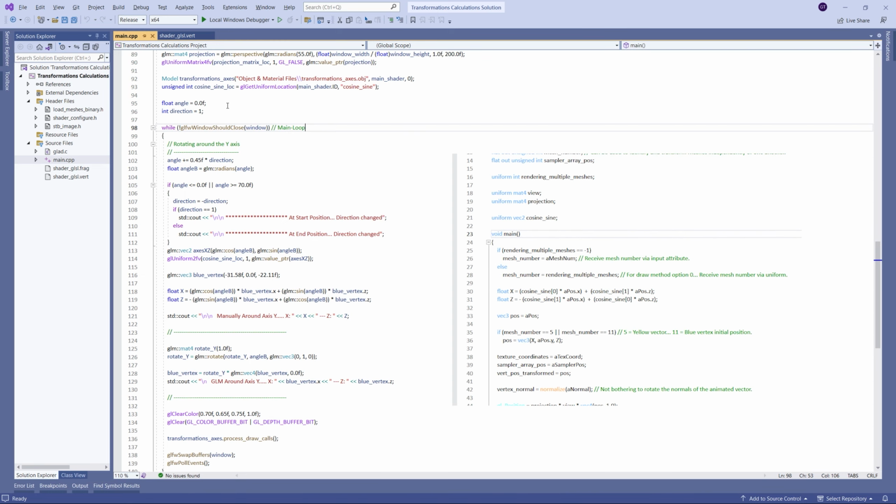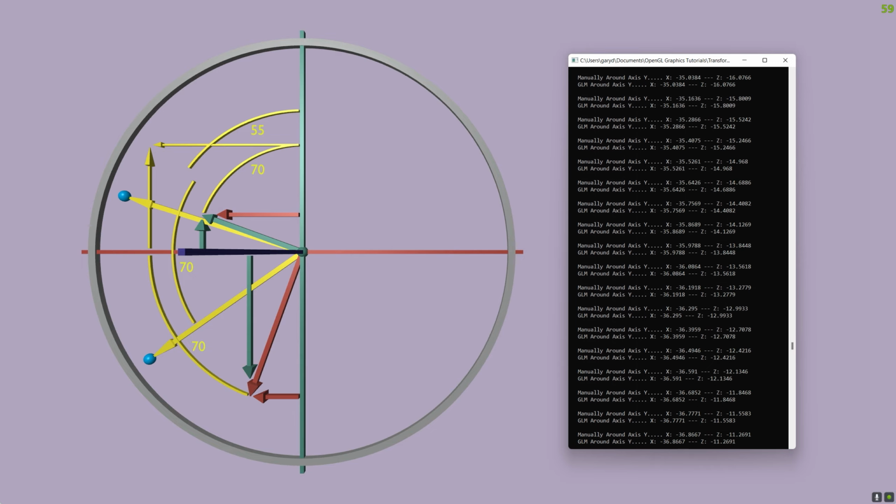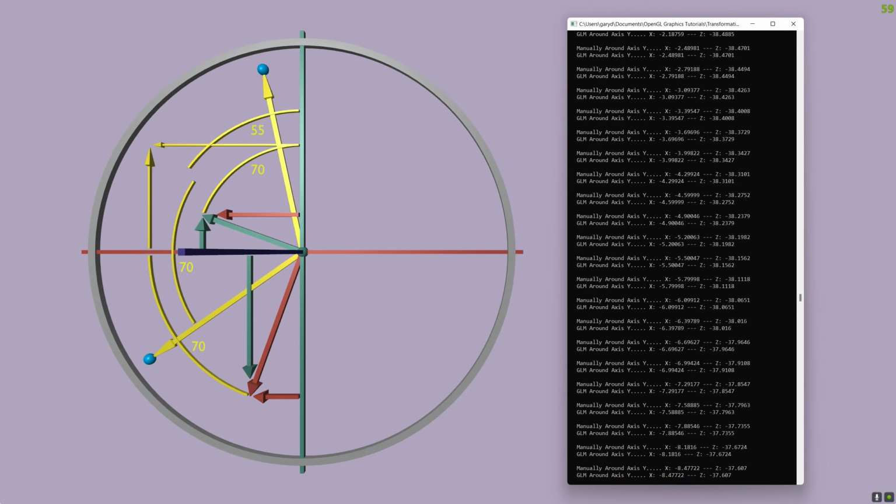In the next tutorial, we'll be looking at how to combine the x, y and z axes together, and then in the tutorial after that, we'll be looking at how to represent these rotation transformations with matrices.